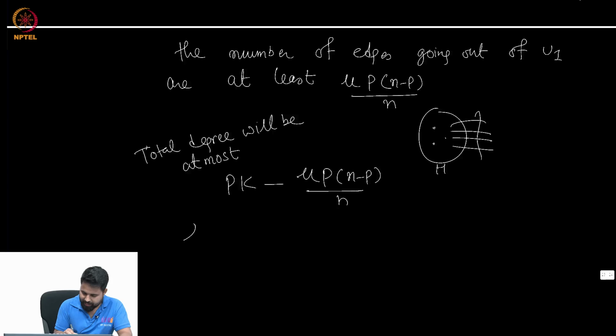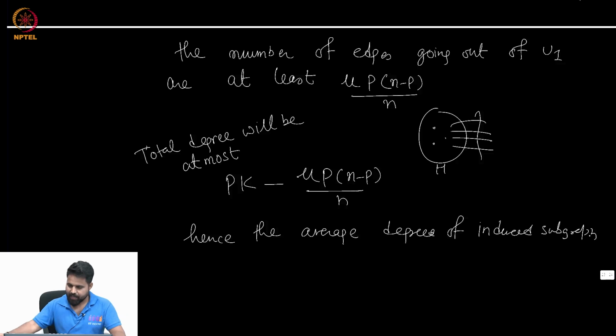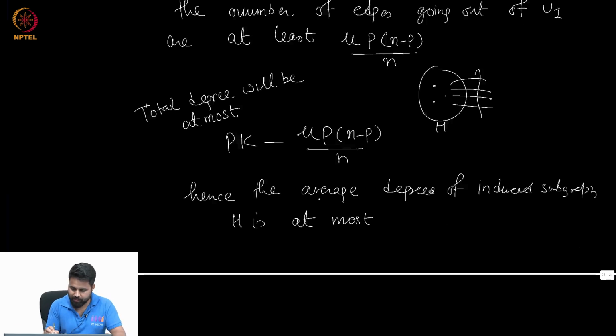Hence the average degree of the induced subgraph h is at most, you divided by the number of vertices, which is nothing but k. So let me write, 1 divided by p, this is pk.